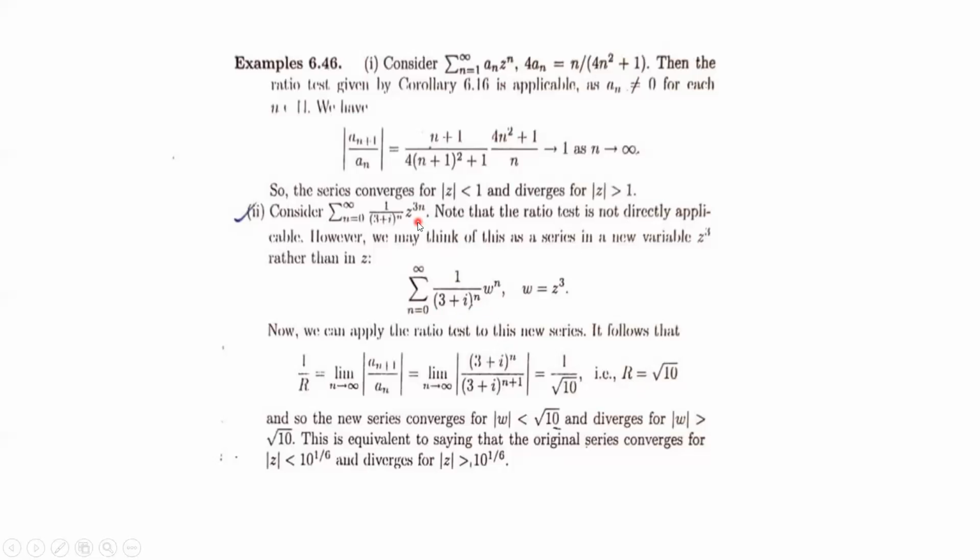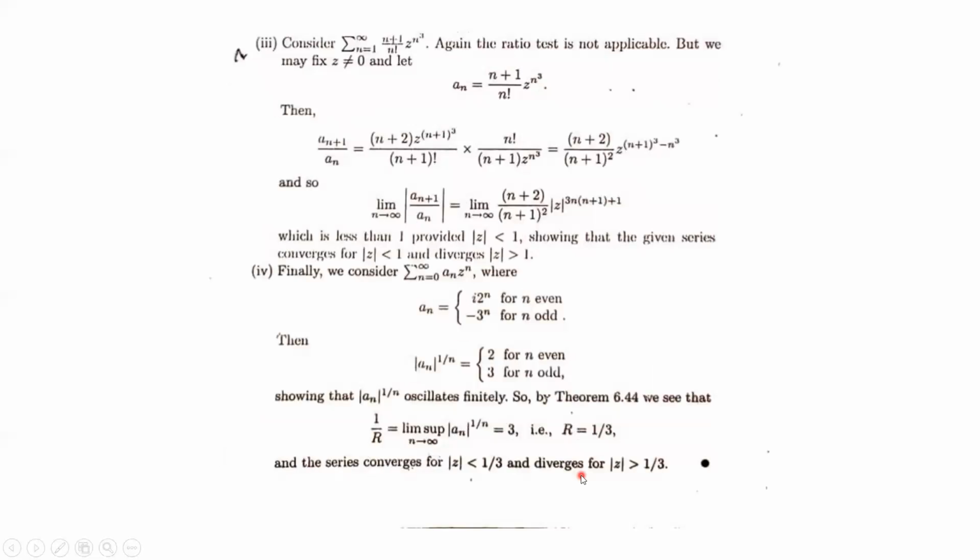Now, the question was to find the radius of convergence for the power series in z. So there is a relation between w and z, and we will be using this relation. The new series converges whenever modulus of w is less than root 10 and diverges for modulus of w greater than root 10. This is equivalent to saying that the original series converges for modulus of z less than 10 to the power 1 by 6. We are getting this from this relation only, okay? And diverges for modulus of z greater than 10 to the power 1 by 6.